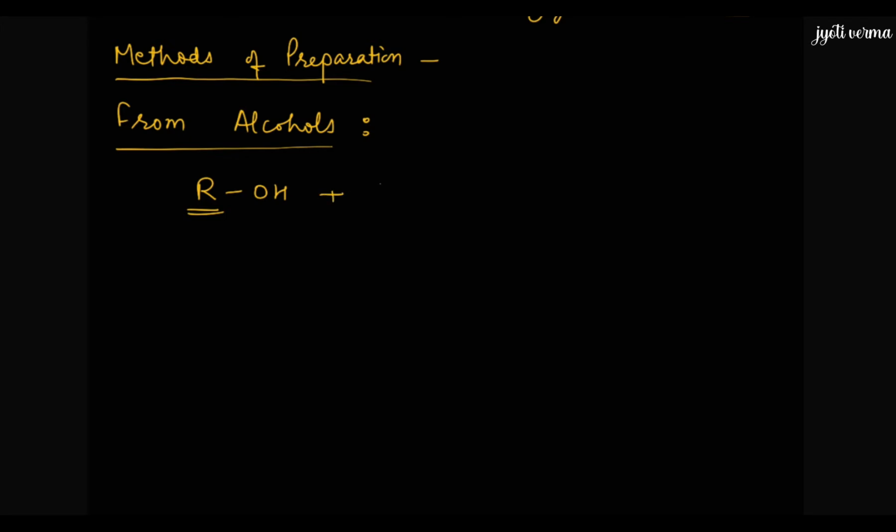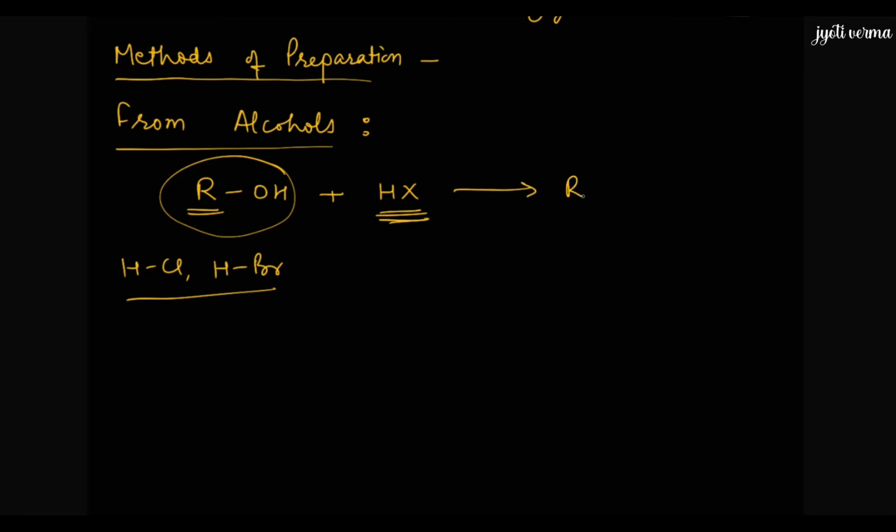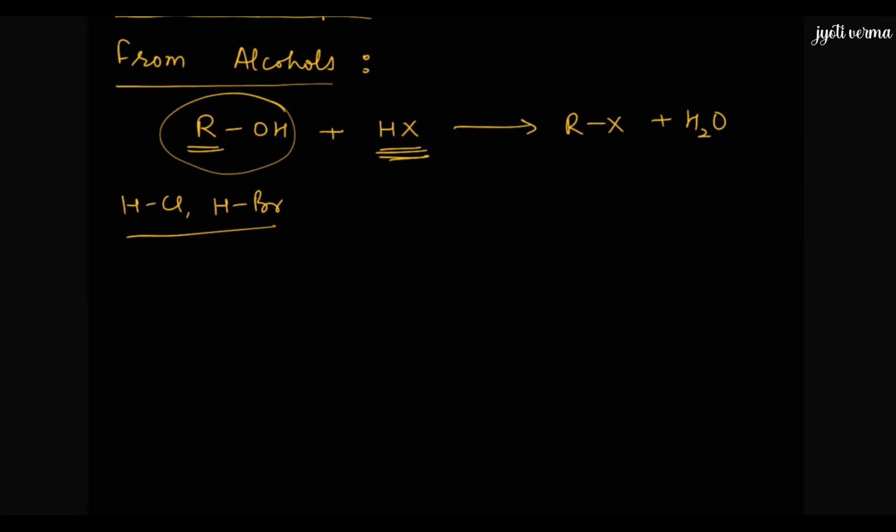When we do its reaction with any of the hydrohalic acid, HX, it may be HCl, it may be HBr, it may be HI, etc. So when we do the reaction of any alcohol with any hydrohalic acid, we will get the alkyl halide prepared, right? So this is one method of preparation. Now let's do the detail of this.